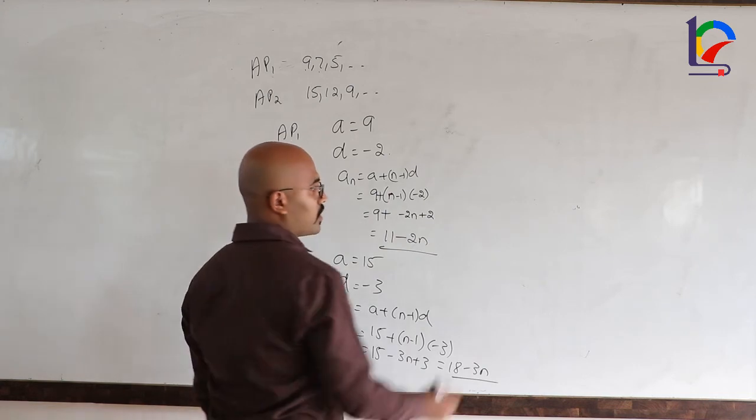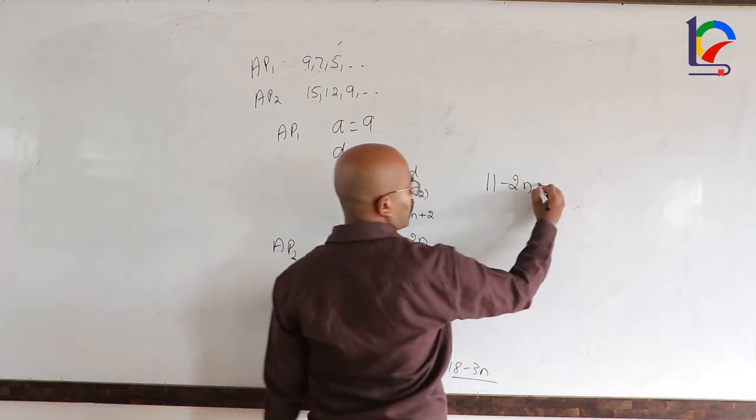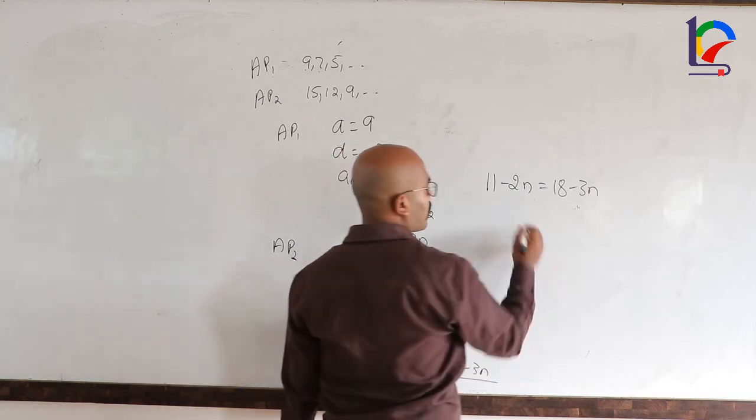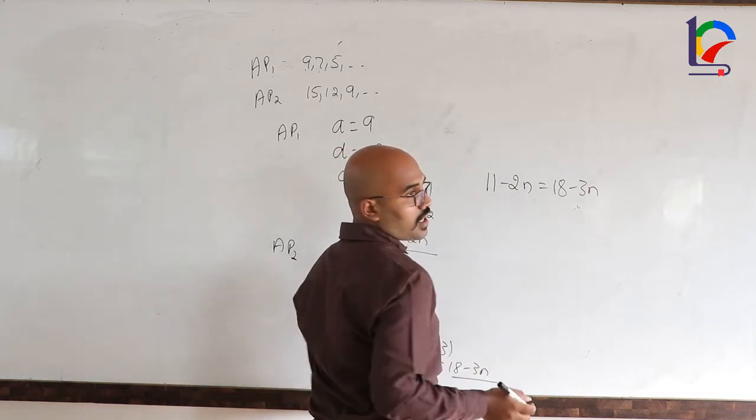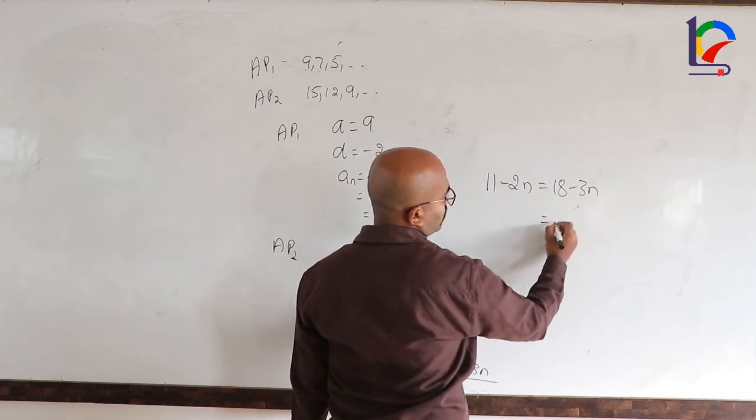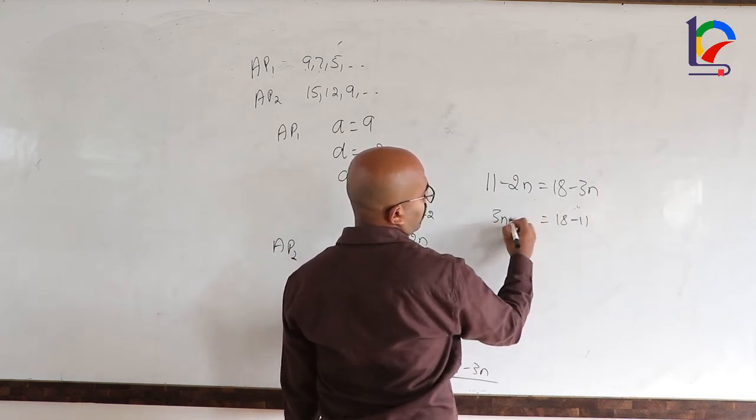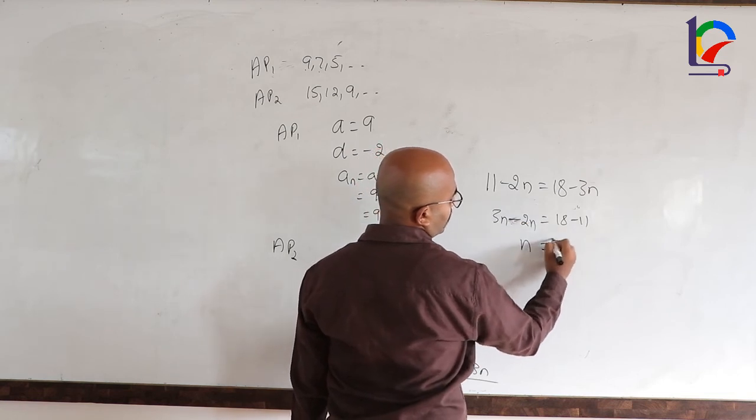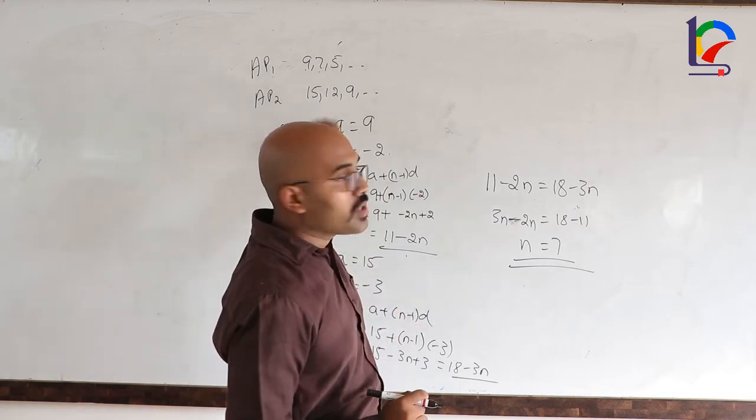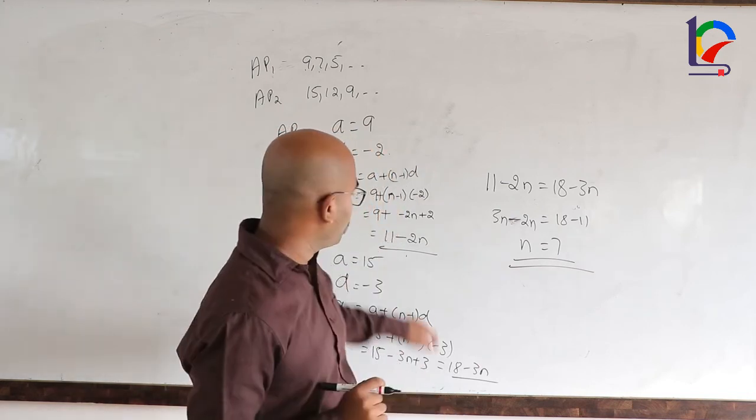So in this case what you can do is equate both the nth terms. So 11 minus 2n is equal to 18 minus 3n. Take the 11 to the RHS and minus 3n to the LHS. So when you take 11 to the RHS, it will be 18 minus 11, minus 3n plus 3n minus 2n. So n is equal to 7. So for the seventh term, both the APs will be the same. You can find what the seventh term is here.